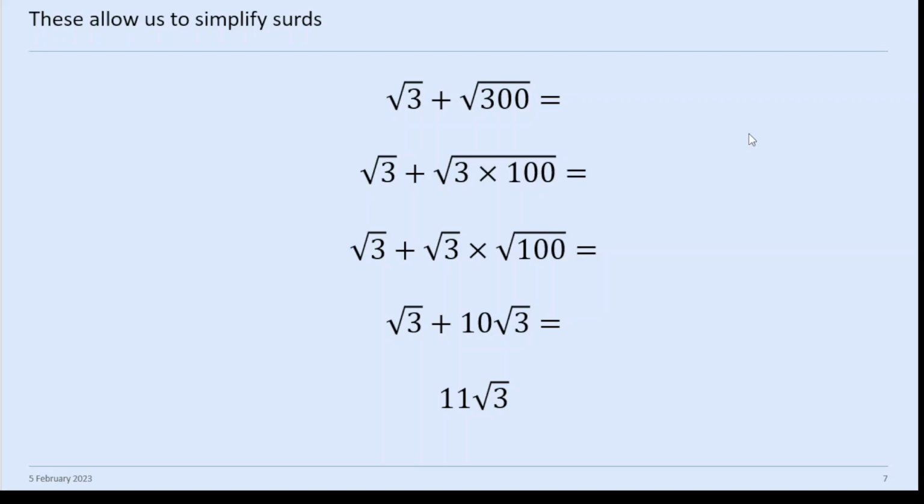Here's another one, root 3 plus root 300. So the root of 300 is the root of 3 times 100, or 10 root 3. So root 3 plus 10 root 3 is 11 root 3.